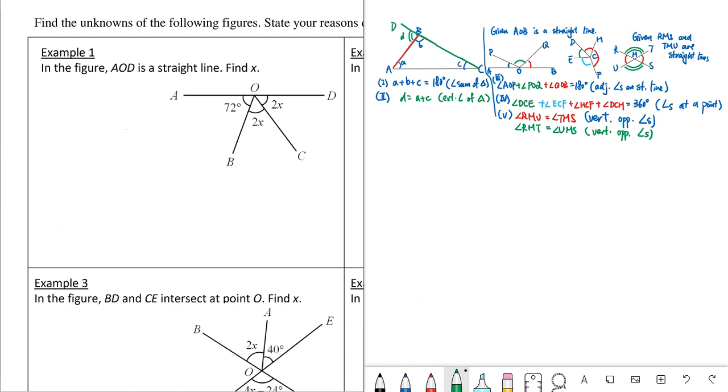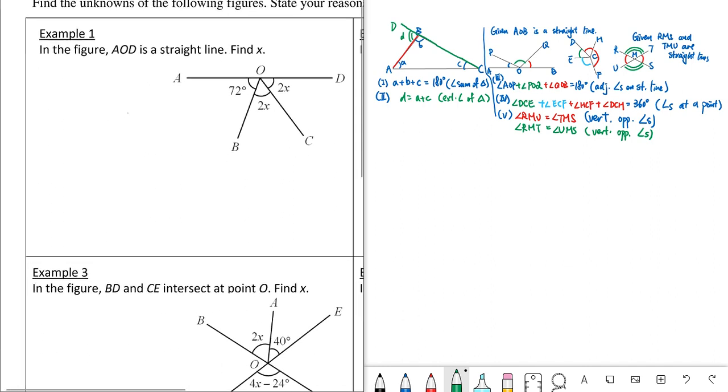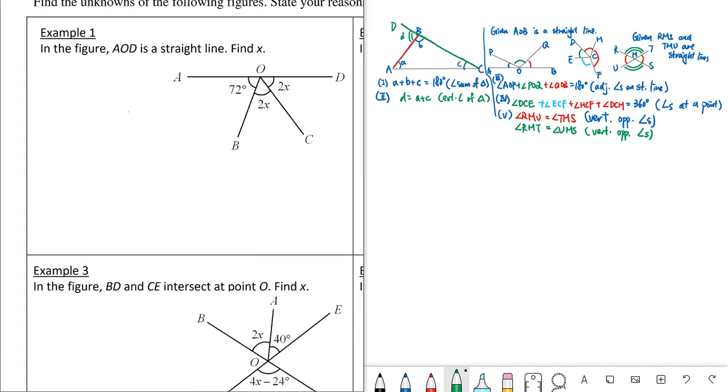Okay, then we go to the examples related to 8.2, that is the angles related to intersecting lines. In example one, you are given a straight line AOD and all the angles, that is 72 degrees, 2x, and another 2x. All the angles are on the same straight line AOD, right? We have already learned a property that all the adjacent angles will have a total sum of 180 degrees, that we call adjacent angles on straight line.